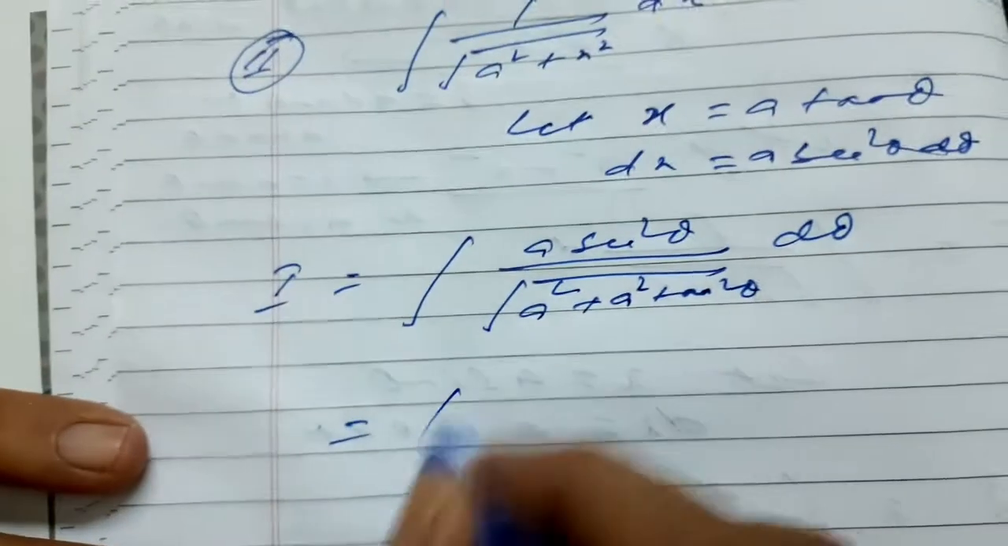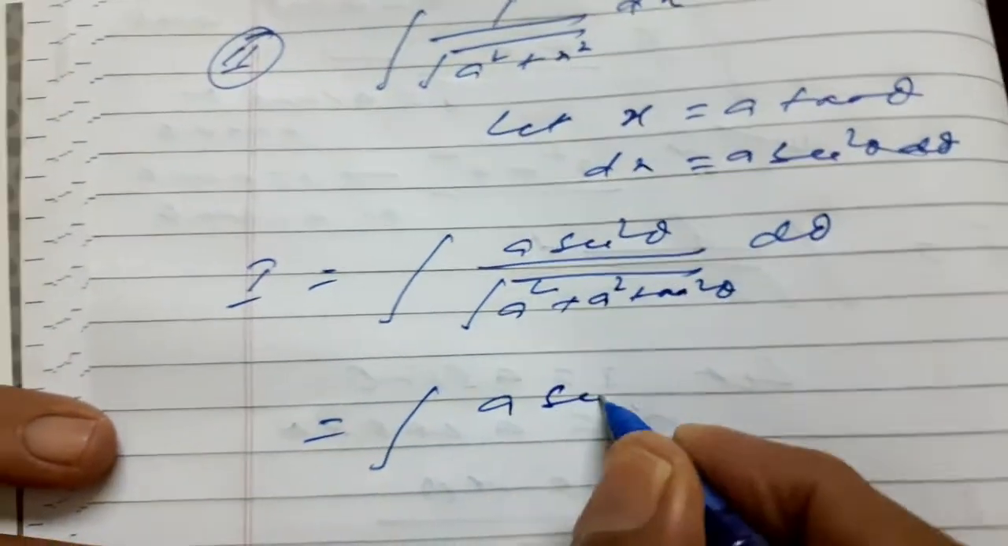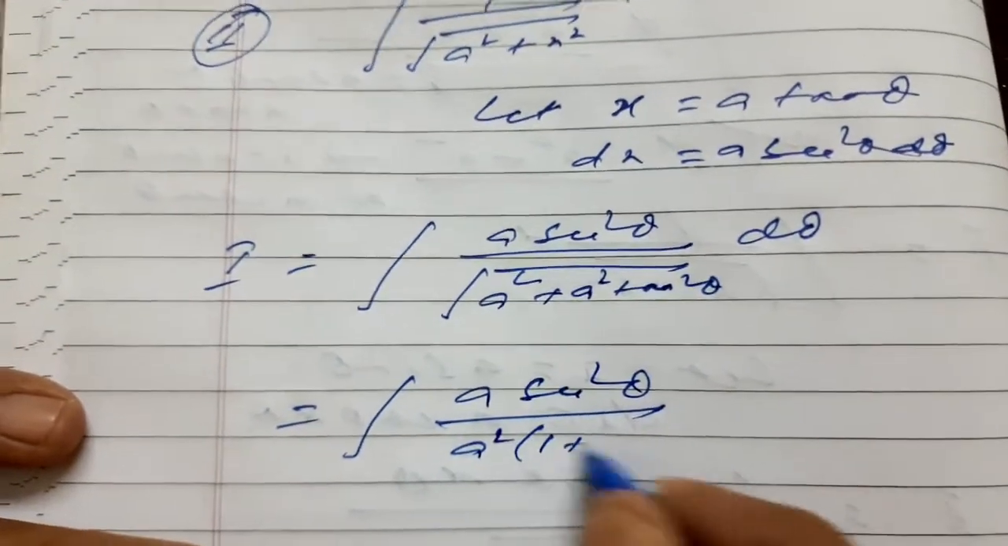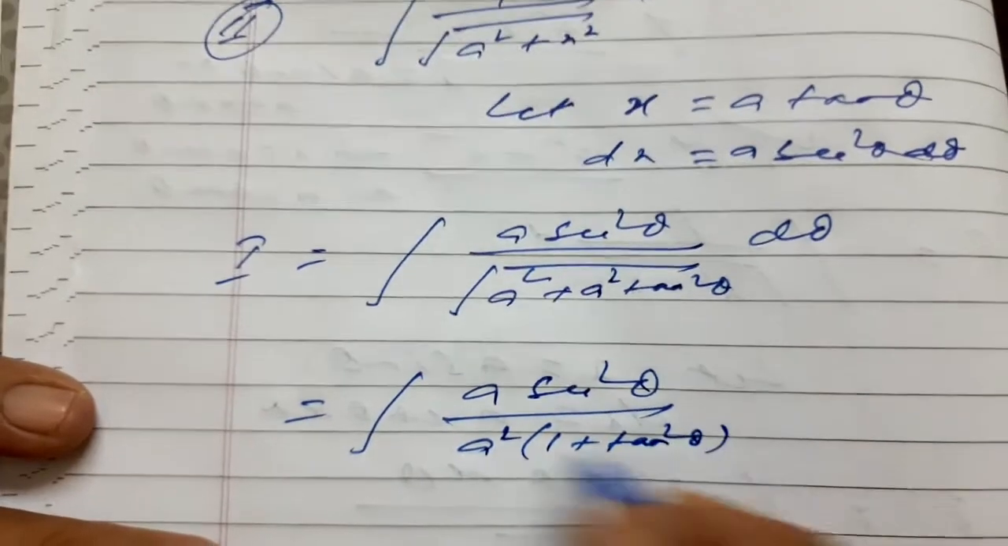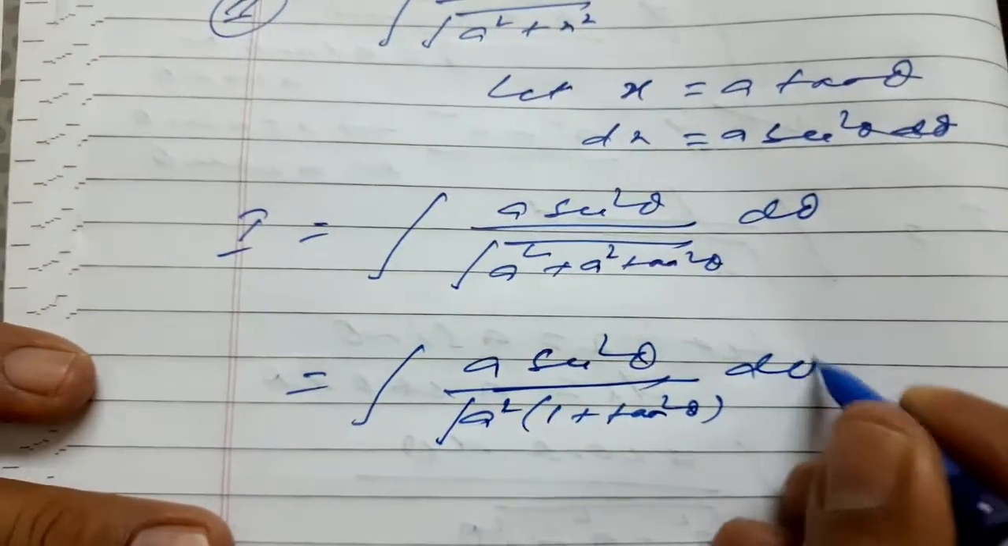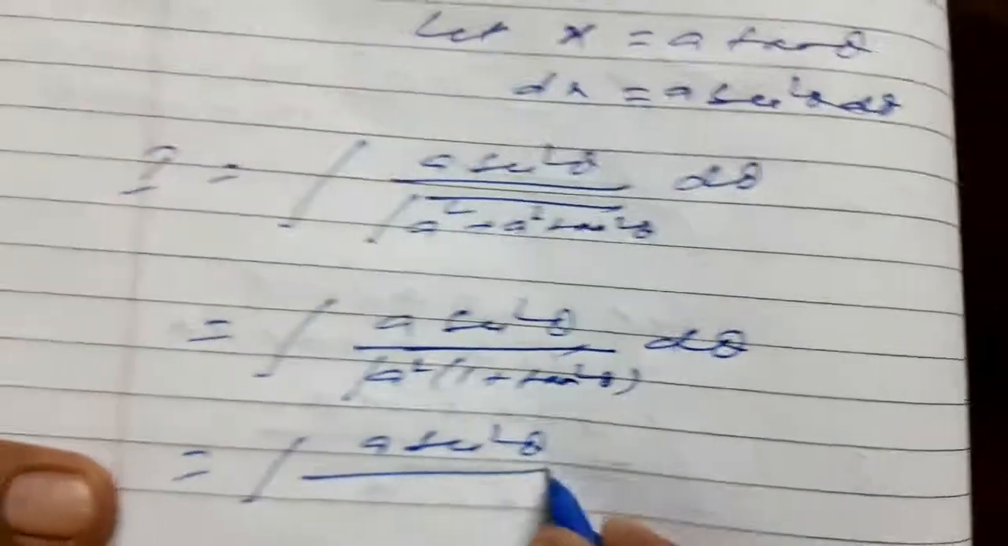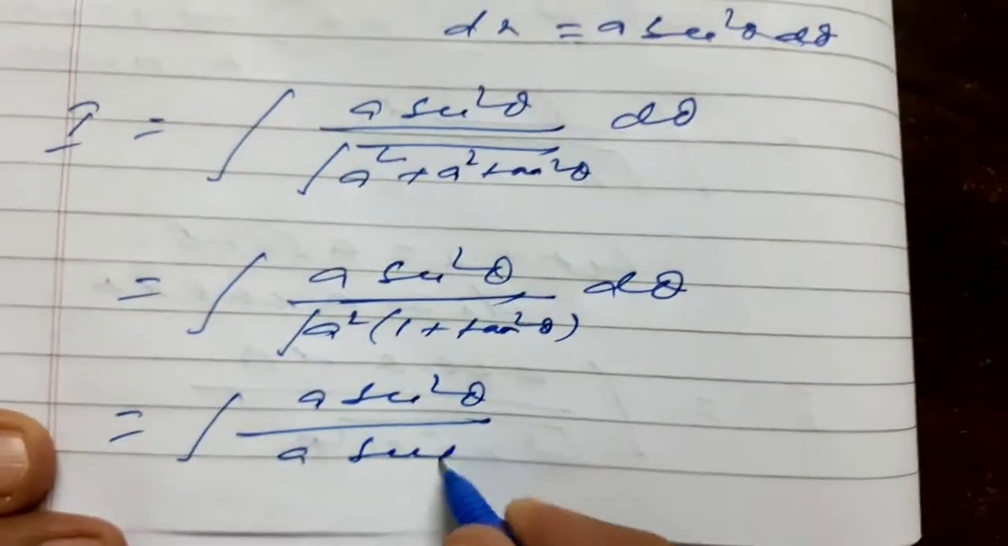By doing so, it will be a sec square theta upon a, taking a square common, root of 1 plus tan square theta inside the root. That gives a sec square theta upon a sec theta, which will give you sec theta d theta.